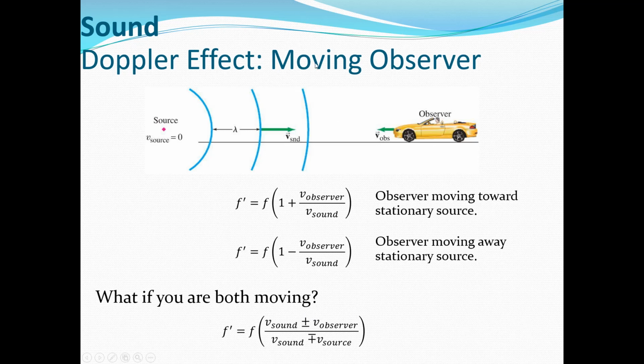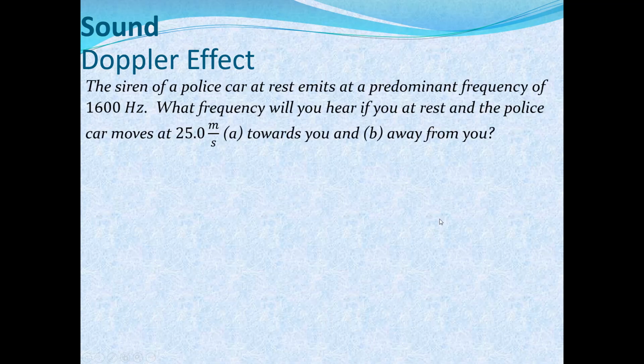With the moving observer, it's the same idea. Because the observer is moving, by the time it hears the next wave, the period it perceives is going to be a lot shorter than the original one. All right, you can pause this video, work on this yourself, and we'll go over it in a second.